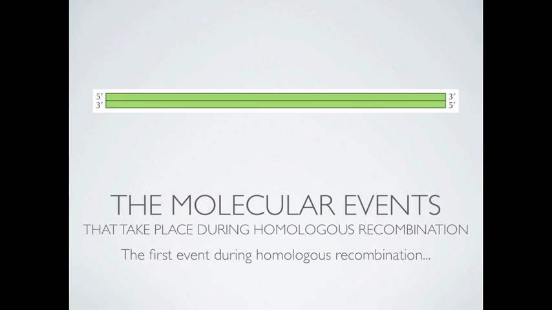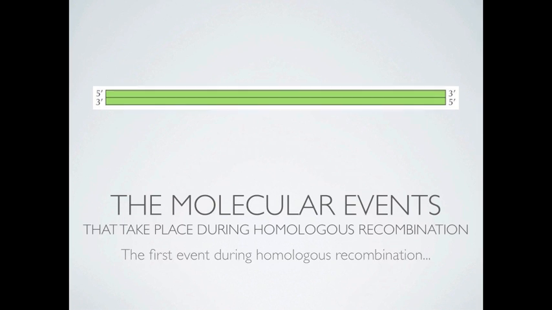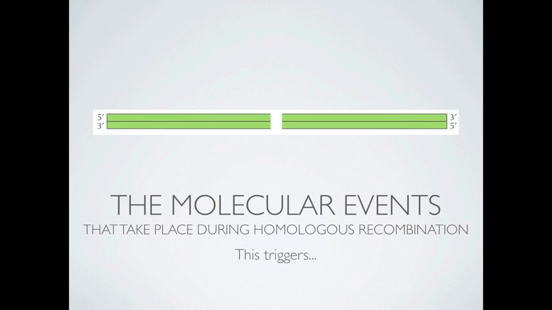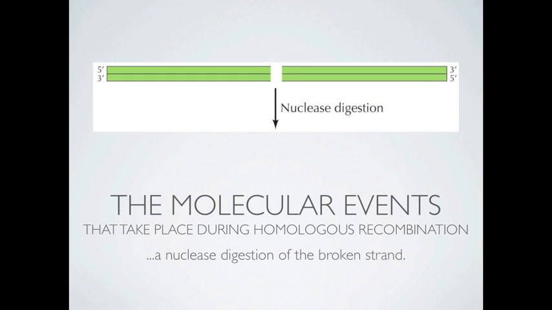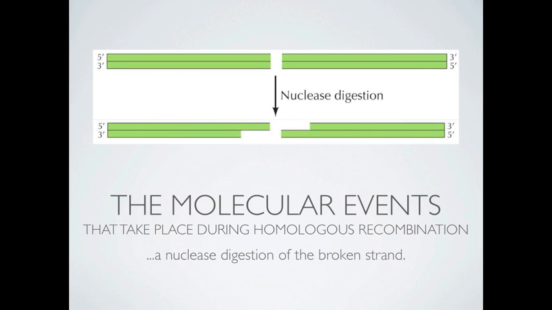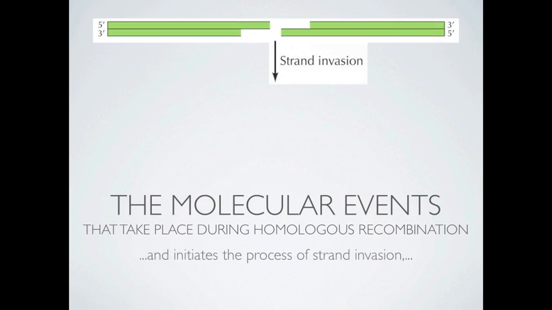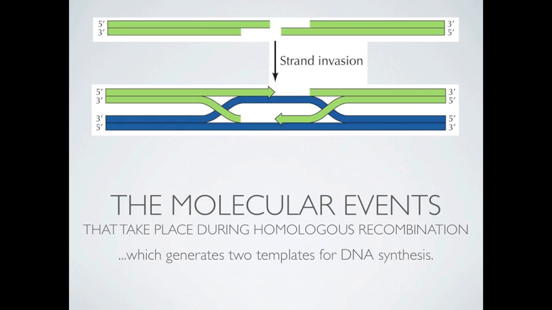The first event during homologous recombination is the breakage of the two strands of the DNA. This triggers a nuclease digestion of the broken strand. The broken strand then gets paired with its undamaged homologous double-stranded DNA and initiates the process of strand invasion, which generates two templates for DNA synthesis.